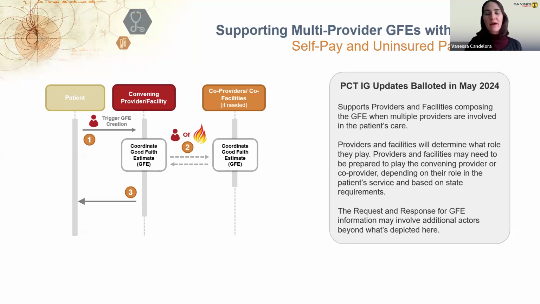That's what we've been working on over the last year and a half, thinking through that piece together, which is where we are. Coordinating is a deferred enforcement requirement for self-pay and uninsured patients. The PCT implementation guide supports providers and facilities composing the good faith estimate when multiple providers are involved in the patient's care. Determining who the convening provider is and who the co-provider is are words coming from the law, the regulation for self-pay.